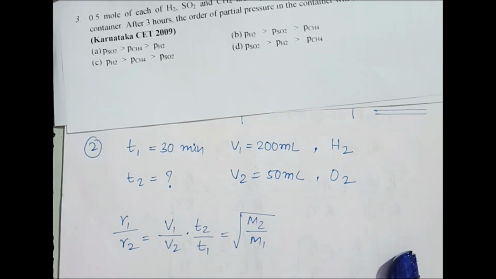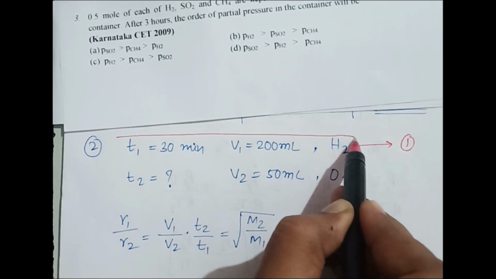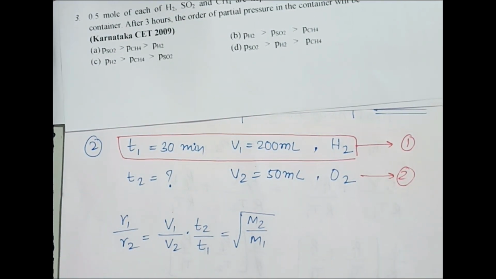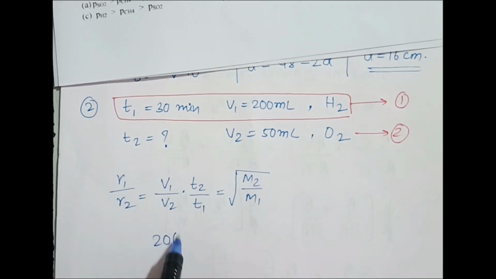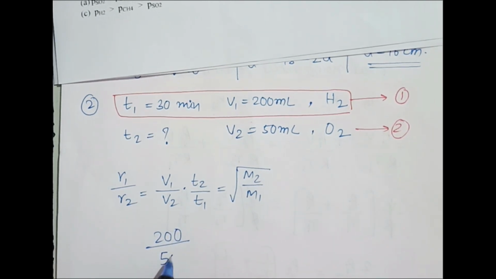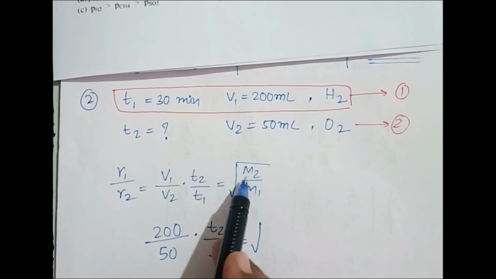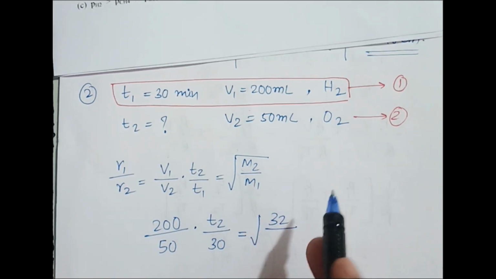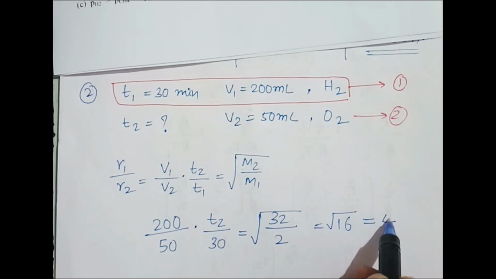So this is all about the first case, and the second one is all about the second case. Now V1, the volume of the first gas, is 200 over V2, which is 50, into T2, which we have to find, upon T1, which is 30, equal to under root molar mass of the second gas. The second gas means O2, that is 32, divided by M1, hydrogen, whose molar mass is 2. So this is equal to under root 16, which is equal to 4.